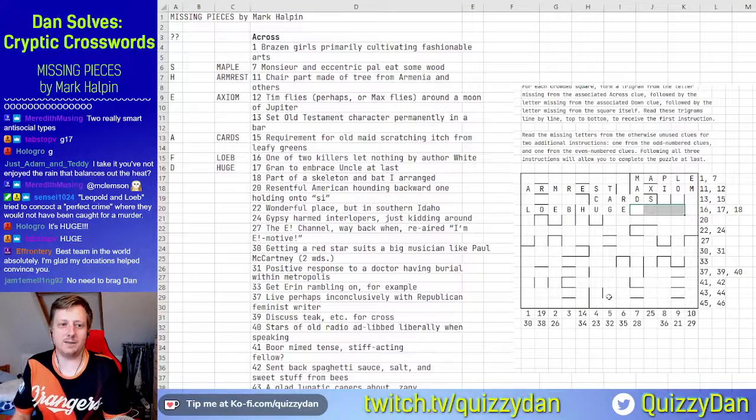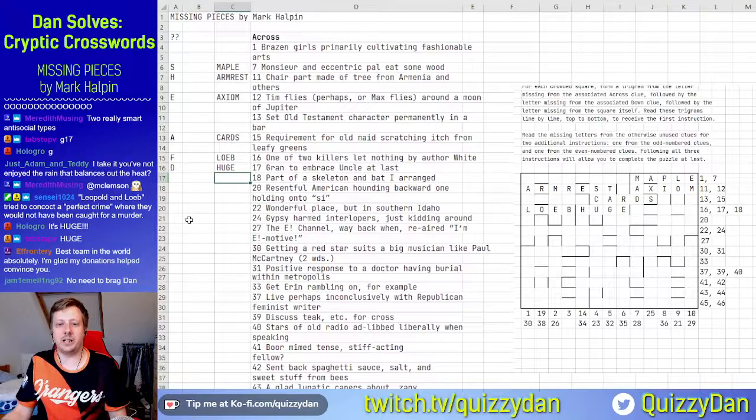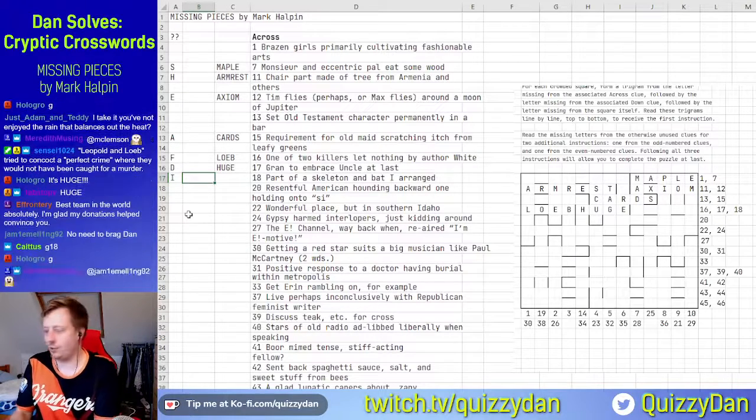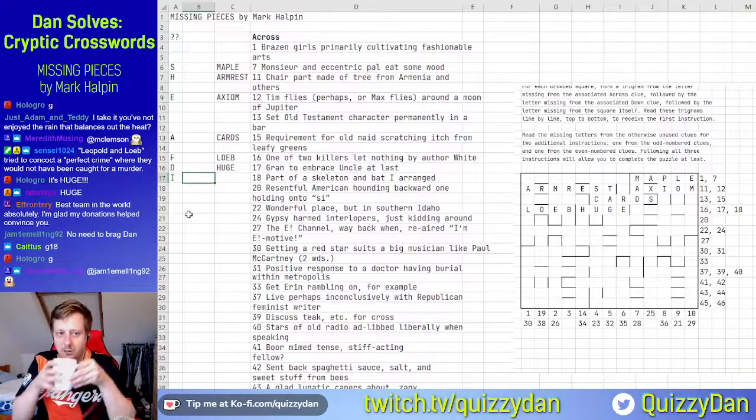18 across is 5 letters. Hey! I'll only get about 4 of these clues. I'm taking them to the bank. Part of a skeleton and bat I arranged. Yep, happy with this one. It's missing an I. Part of a skeleton and bat I arranged. Kitus has this one.